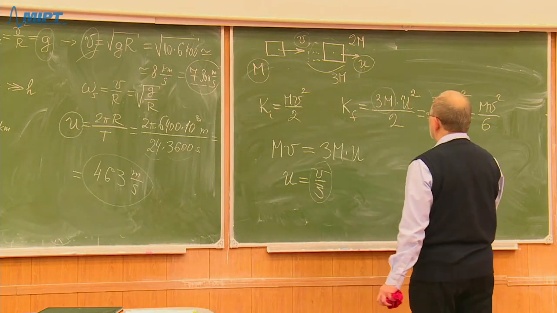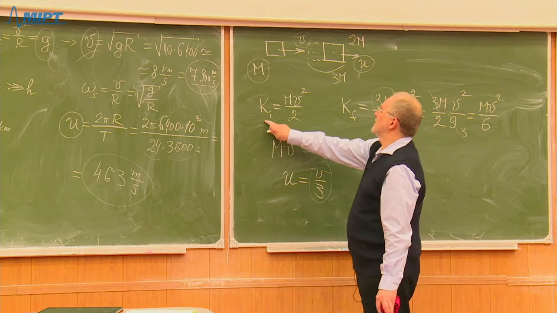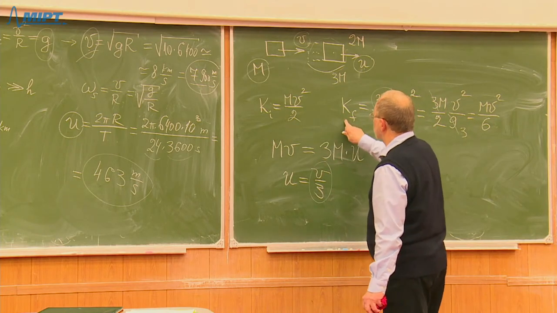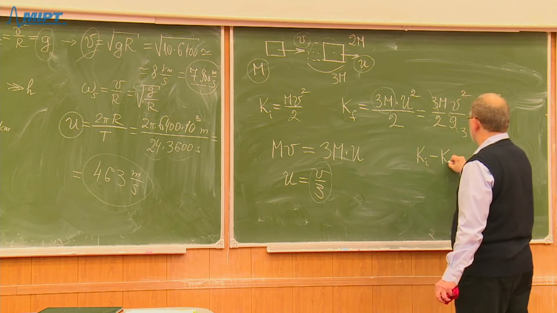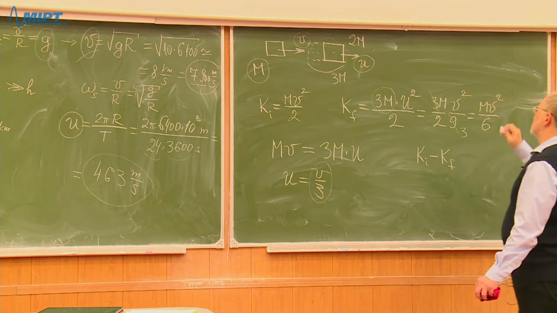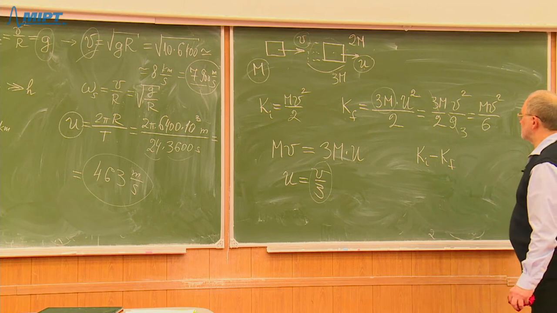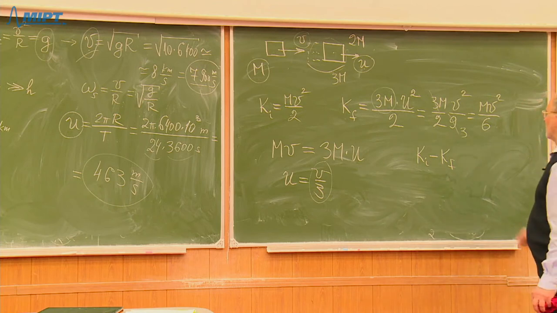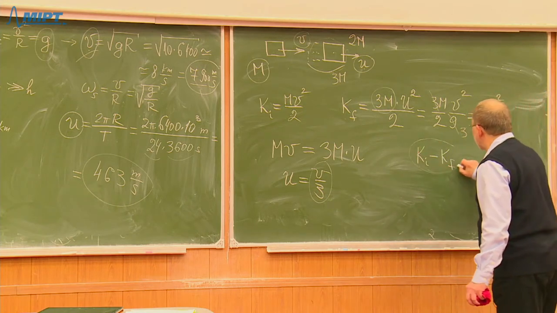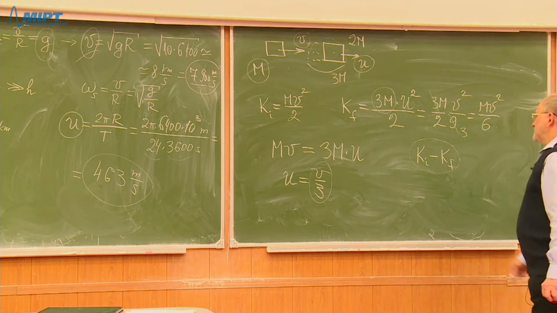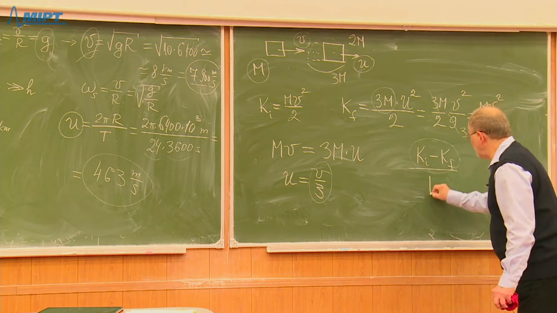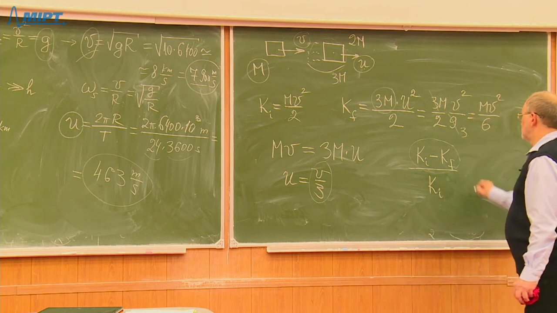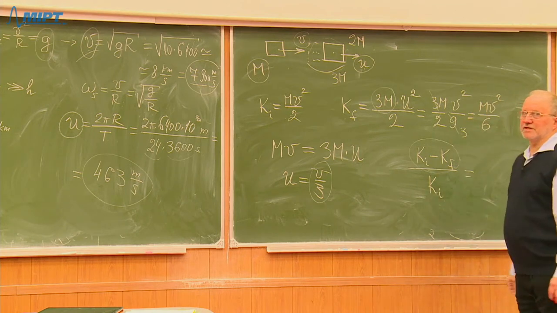If the energy is lost, it means that the initial kinetic energy is larger than the final kinetic energy. And the quantity initial kinetic energy minus final is positive. That is the amount of lost energy. To answer the question which part is lost, we must divide it by the initial kinetic energy. That will be the part of the lost kinetic energy.